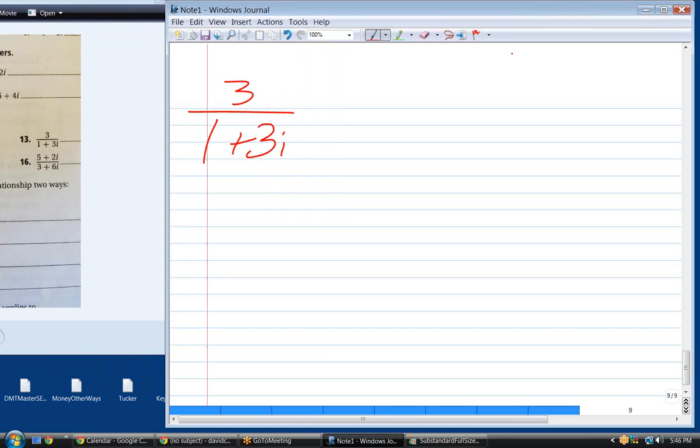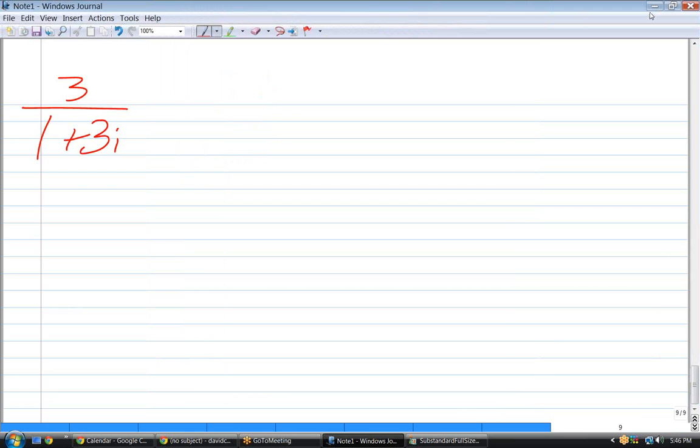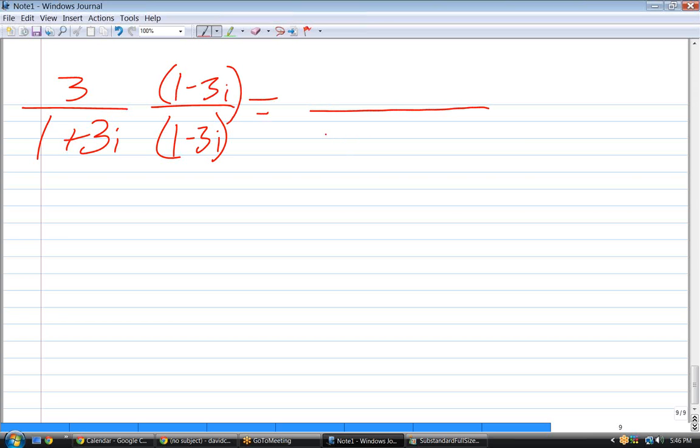Okay. What are we going to do here? So you're going to multiply the bottom by 1 minus 3i and the top by the same. Okay, what's the bottom turn into? The bottom turns into, that'd be negative. Do it piece by piece. Don't do the whole thing at once.